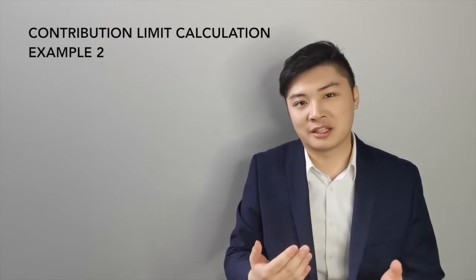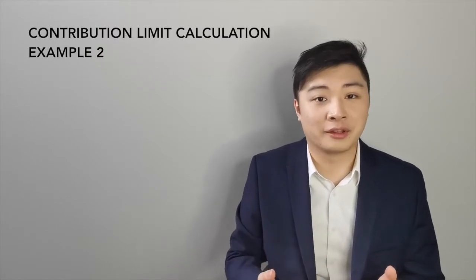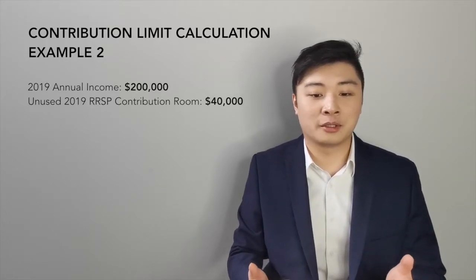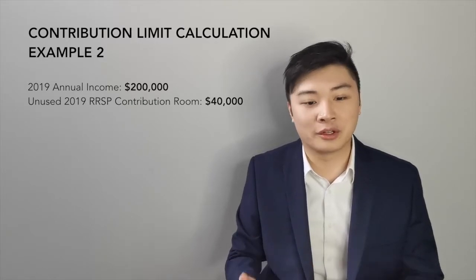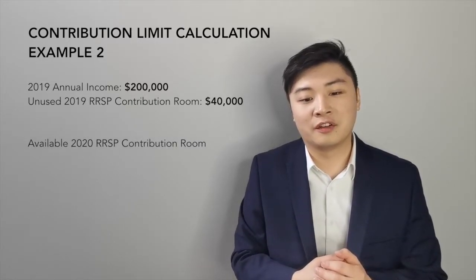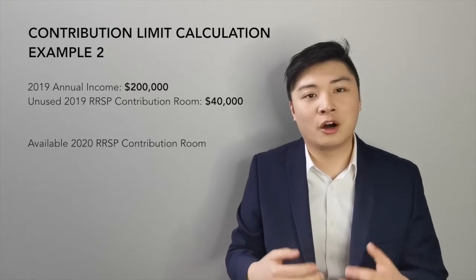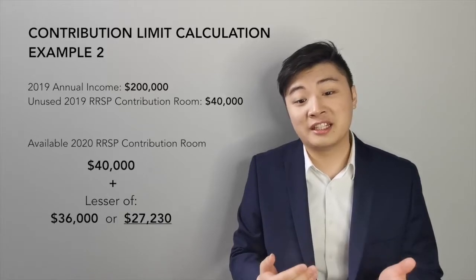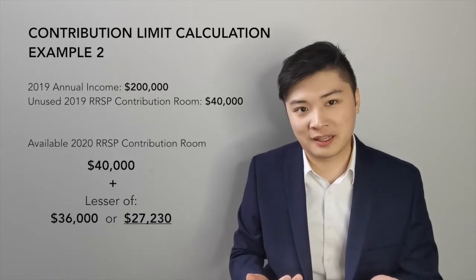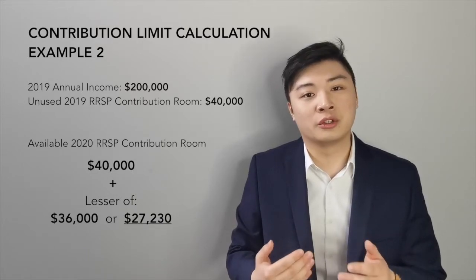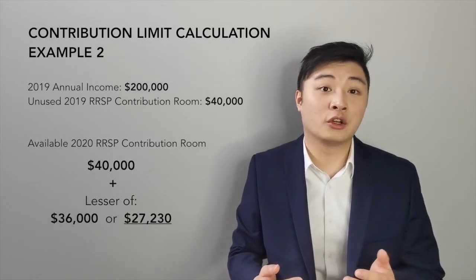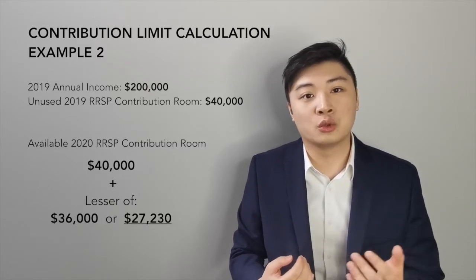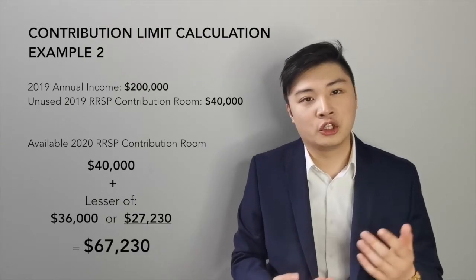Next, let's have another example where your annual income might be more than that. Let's say your 2019 annual income is $200,000 and your unused RRSP contribution room in 2019 is the same at $40,000. So what is the available RRSP contribution room in 2020? Your available 2020 RRSP contribution room is $40,000 plus the lesser of 18% times $200,000, which is $36,000, or $27,230. So in other words, your RRSP contribution room in 2020 would be $40,000 plus $27,230, which equals $67,230.